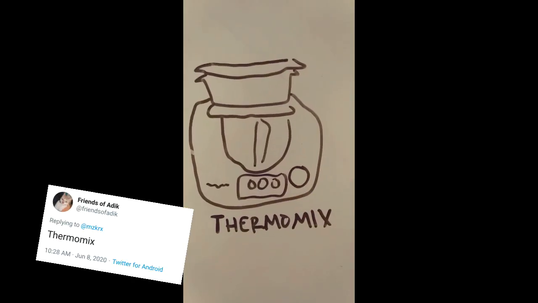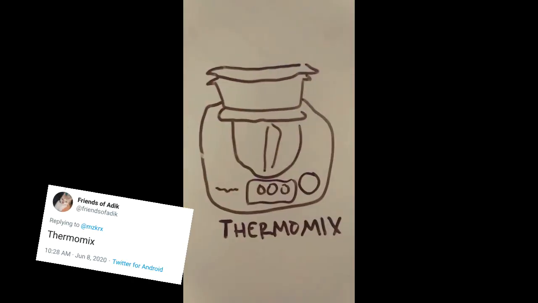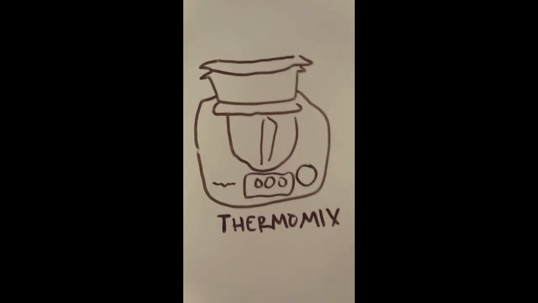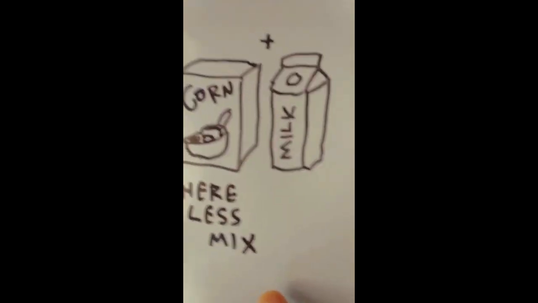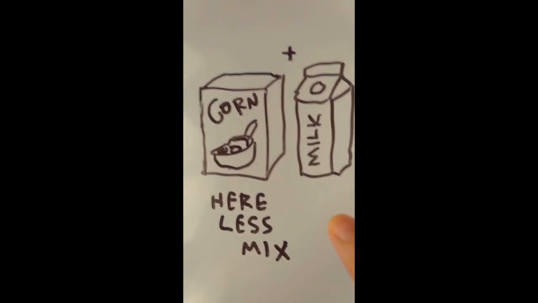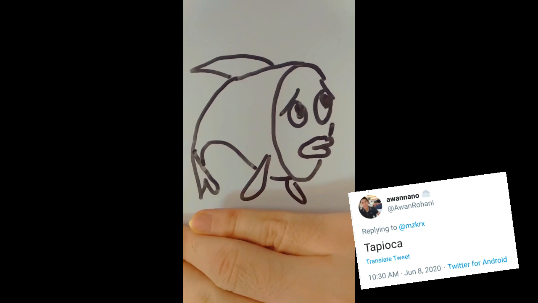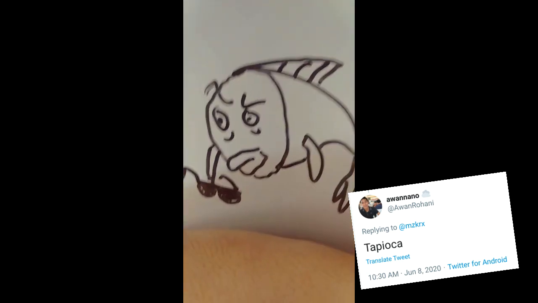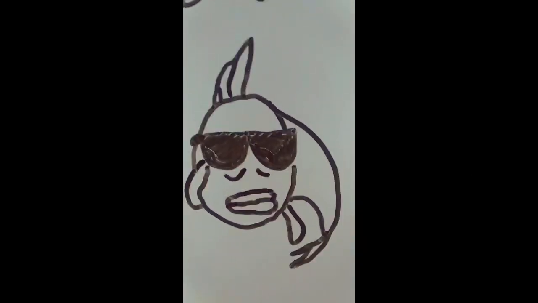Fun fact, it's called Thermomix because you have to mix a lot of ingredients. Thermomix. Here, less milks. See? Only 2 ingredients. Alah, I takut lah nak berenang kat situ ada jerung. Itu bukan jerung. Tapi orca.